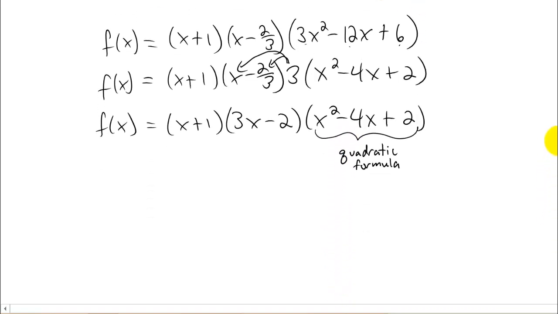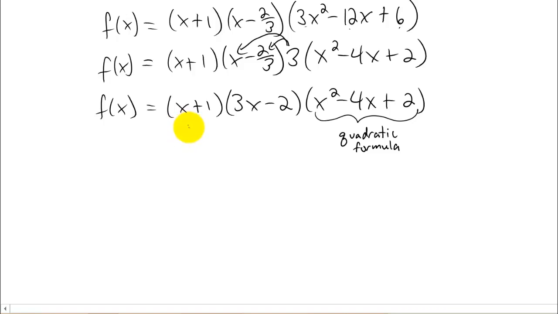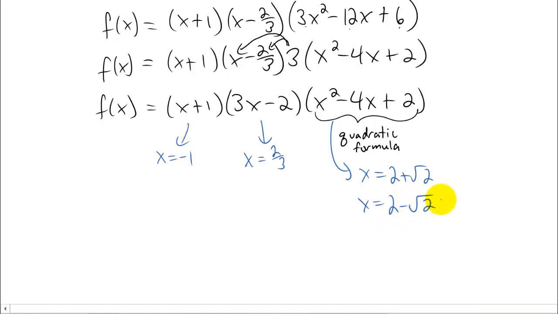Okay, basically I'm going to stop there because this video is getting kind of long. But this factor here is going to give you x equals -1 as a 0. This factor here gives you x equals 2/3 as a 0. And this factor, when you do the quadratic formula, is going to give you x is 2 plus root 2 and x is 2 minus root 2 right out of the quadratic formula. So you actually end up getting 1, 2, 3, 4 real zeros, 2 of which are considered to be rational zeros because they can be written as fractions.